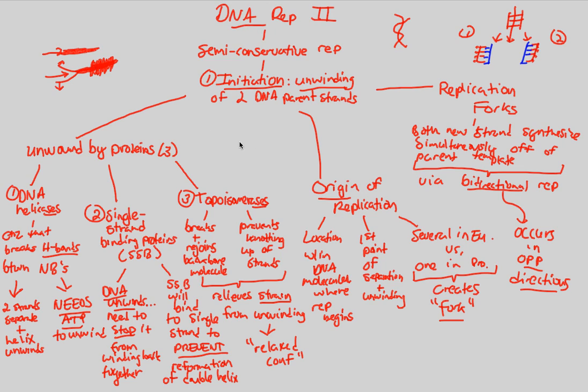and so we've covered initiation. Initiation is a process that involves three very important complex proteins that do very important jobs listed here. There's an origin of replication, which will lead to replication forks, which leads to bidirectional replication, which we can continue to talk about in our next video.